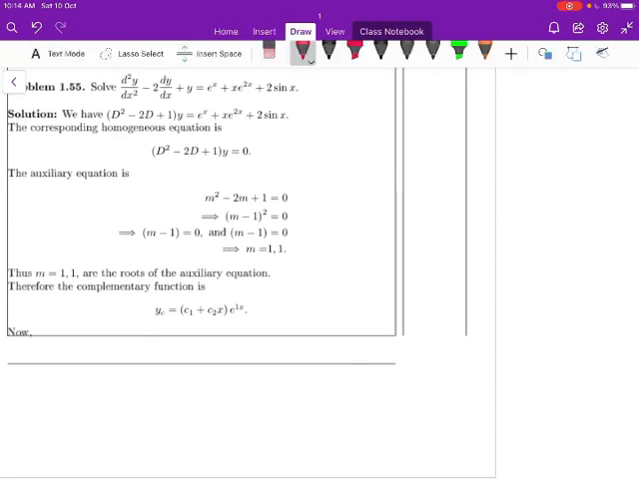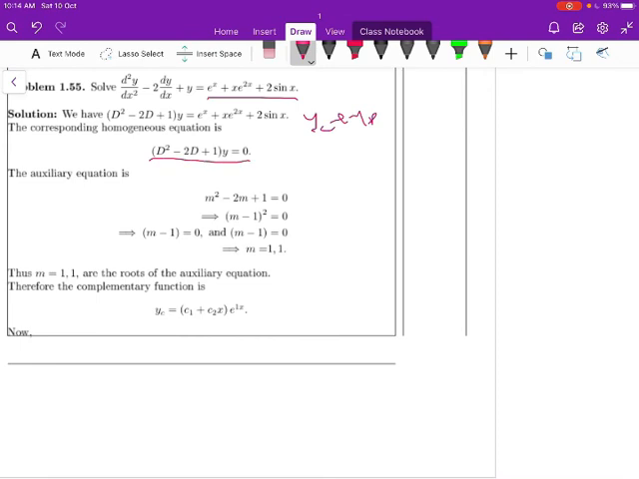Now let us move to the next problem. Solve d square y by dx square minus 2 into dy by dx plus y is equal to e power x plus x into e power 2x plus 2 sin x. So the general solution is yc plus yp.